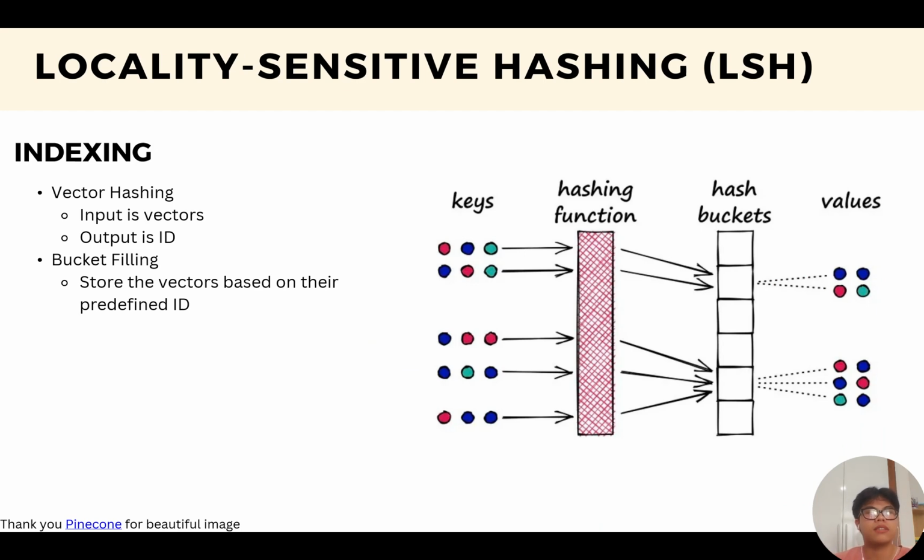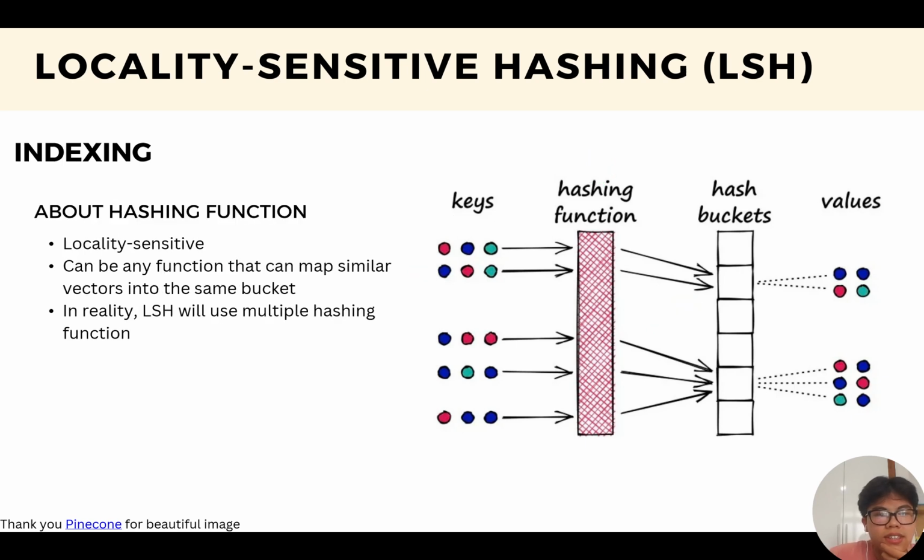The first algorithm is locality sensitive hashing. In the indexing process, we have the vector to index right here. We pass it through a function we call the hashing function, and it returns an ID for us. We call it the bucket ID. The second step is bucket filling. We store the vector based on its predefined ID.